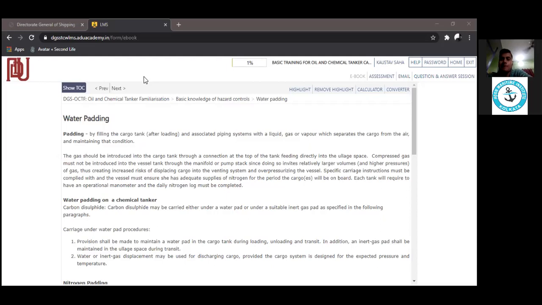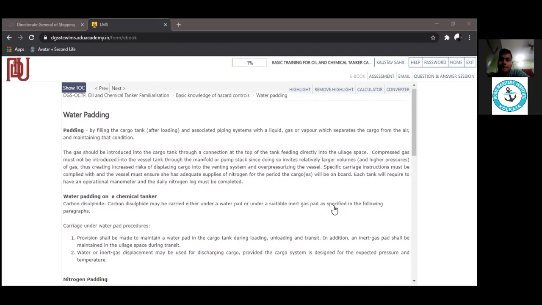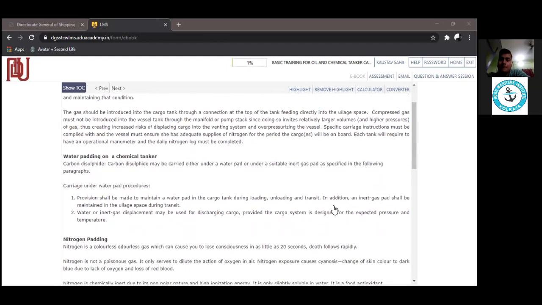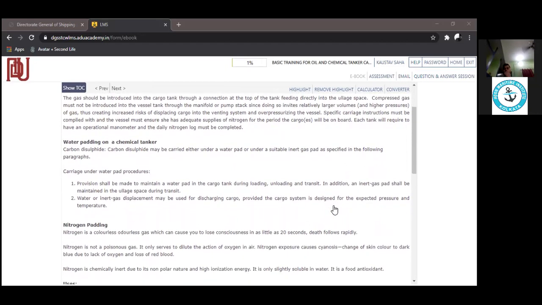So there are different categories of pure nitrogen. The minimum purity is from the nitrogen generator. Then you have shore nitrogen, which is more pure. Then you have some nitrogen bottles from shore, which are much purer. So which one you have to use, and how much, will be given in the charter instructions. And each tank will require an operational manometer, and a daily nitrogen log must be completed. So you have to maintain a daily nitrogen log also.